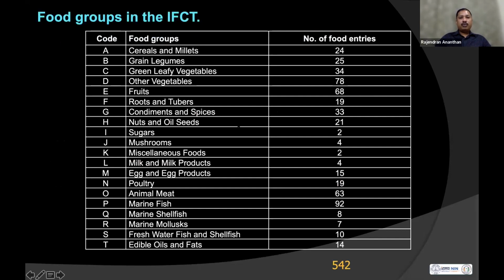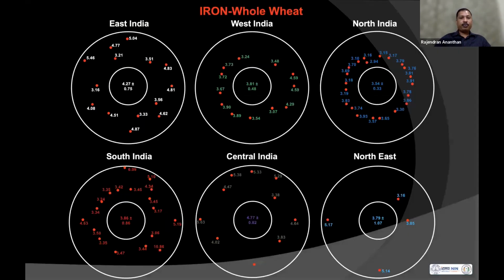And these are the different numbers of foods in each food group, starting from cereals and grains, going to animal foods like animal meat and marine fish, shellfish, marine molluscs, then freshwater fish and shellfish, and finally edible oils and fats, where we have given only the fatty acid content, because we consider that more than 99% of it is only fat.